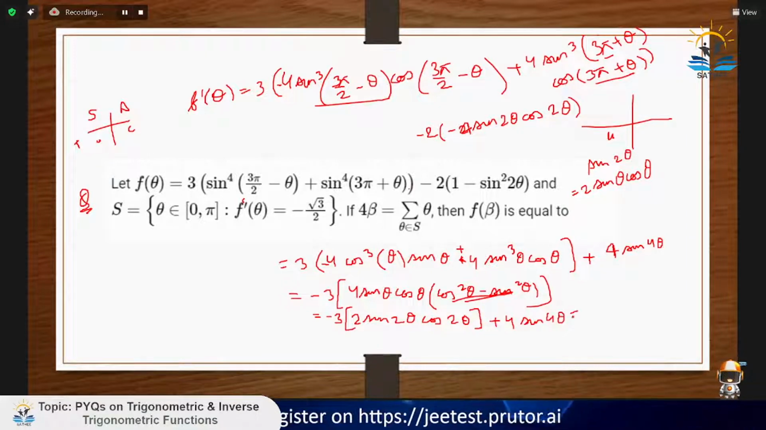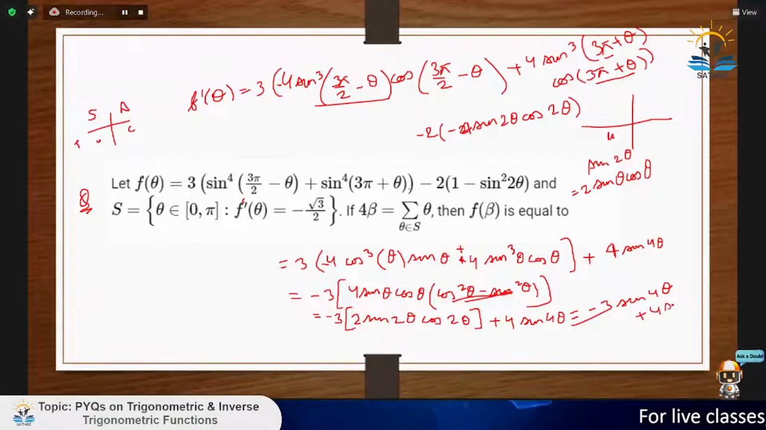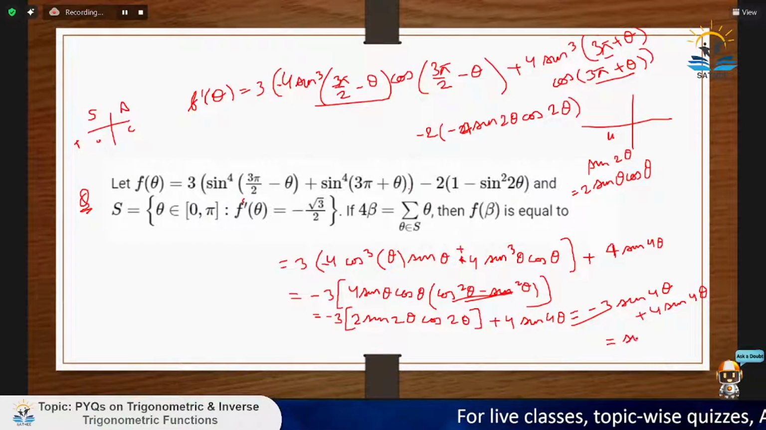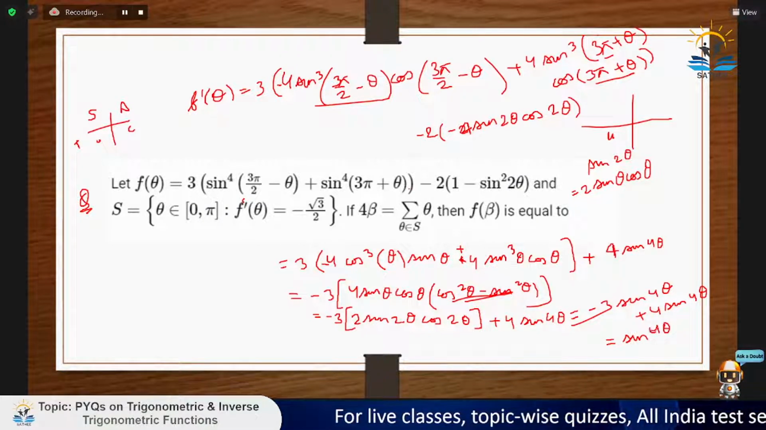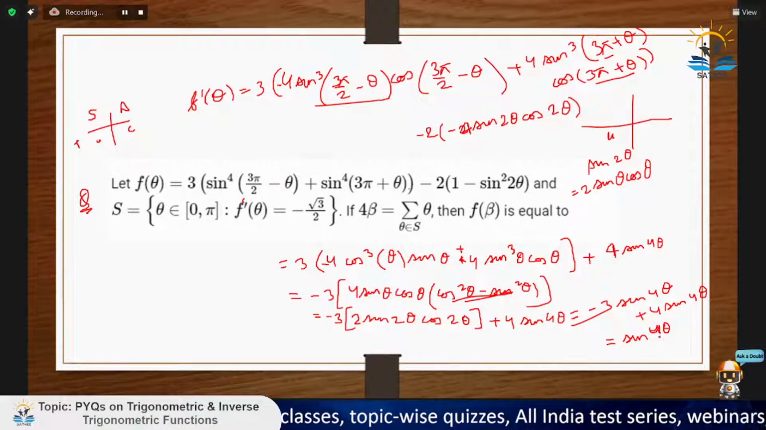And this would be equivalent to minus 3 times, again use the same formula, sine 2 theta into cos 2 theta into 2 would become sine 4 theta. So minus 3 times sine 4 theta plus 4 times sine 4 theta. So 4 minus 3 is equal to 1. So from here, you will get your final answer as sine of 4 theta. So basically, on differentiating this larger expression, it is evaluating to sine 4 theta only.